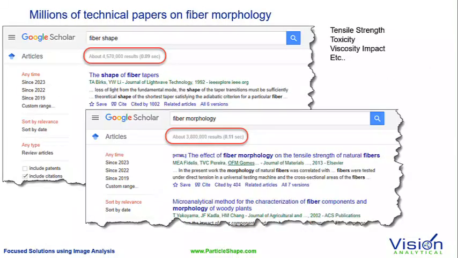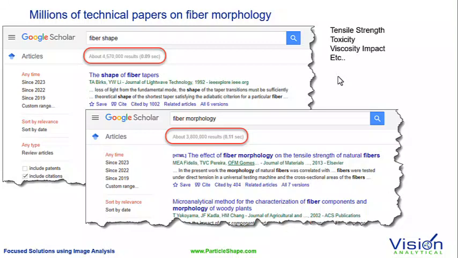Talking about fibers in general, I just did this quick search before this presentation. As of this presentation, looking at a Google Scholar result of fiber shape and fiber morphology, there are millions of articles and peer-reviewed papers that have been written on the use of morphology, or the understanding or the implication of morphology on different types of fibers. Reading through this, there were different applications having to do with tensile strength, toxicity, viscosity impacts. So the morphology of fiber seems to be pretty popular these days.